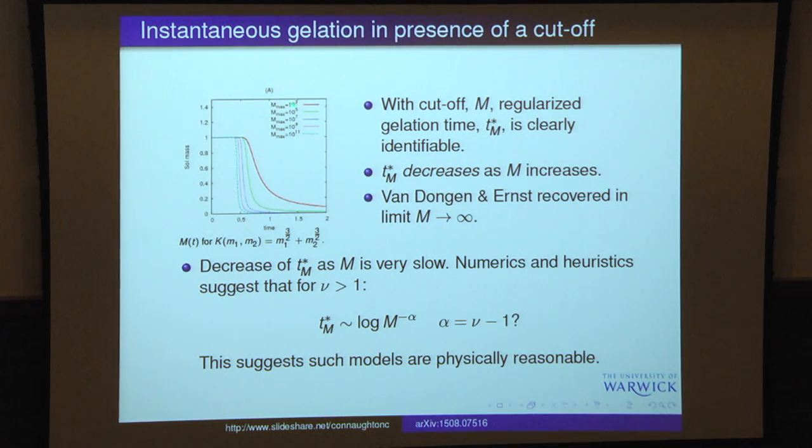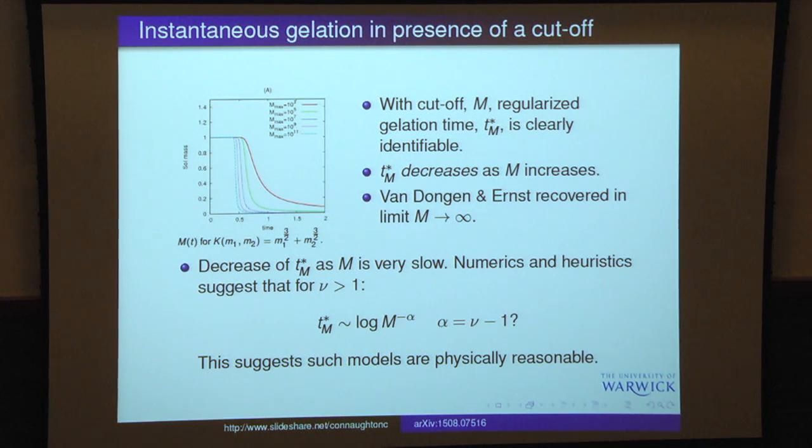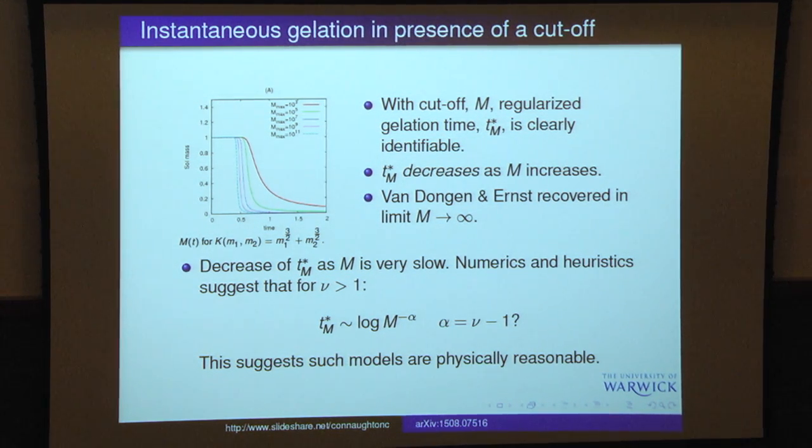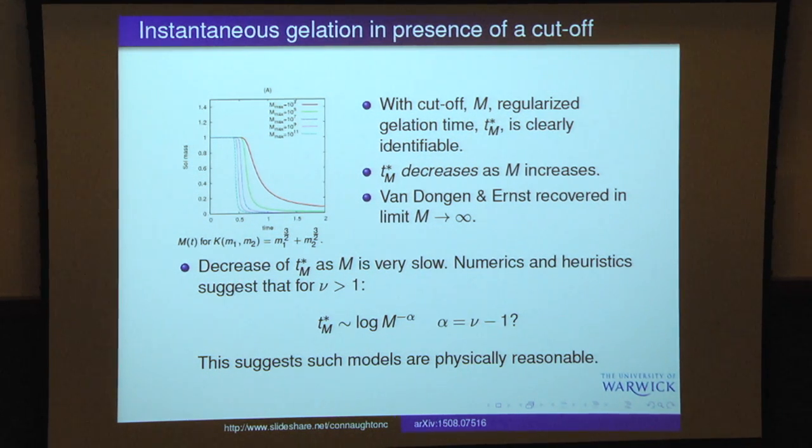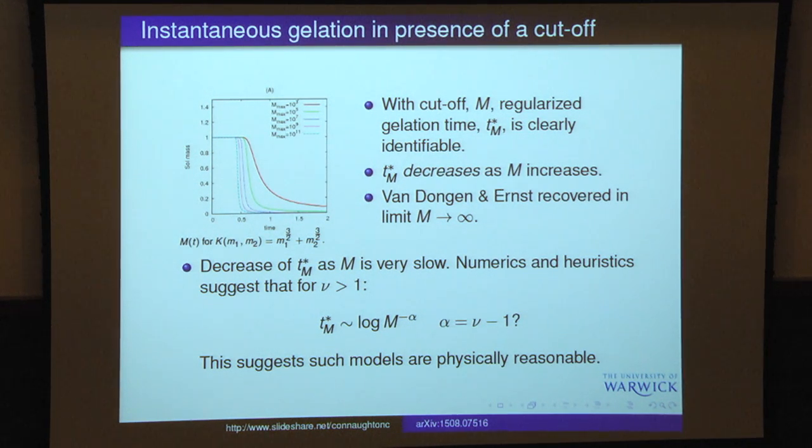Notice here for these numerics that the cutoff is ranging from 10 to the 3 up to 10 to the 11, but the gel time has only shifted by about a factor of 2. So if this is true, this decrease is very, very slow. Numerical studies and heuristic arguments suggest that it's logarithmically slow. So the regularized gel time decreases as an inverse power of the log of the cutoff. And I would like to argue that that power should be nu minus 1. Hopefully someone will show that at some point.